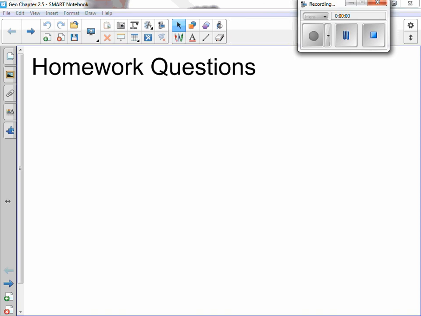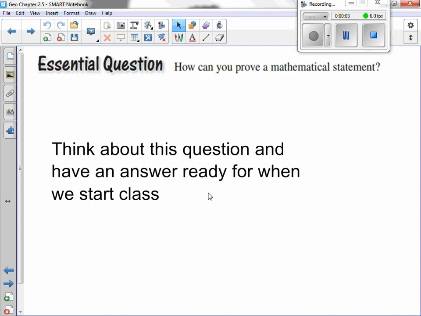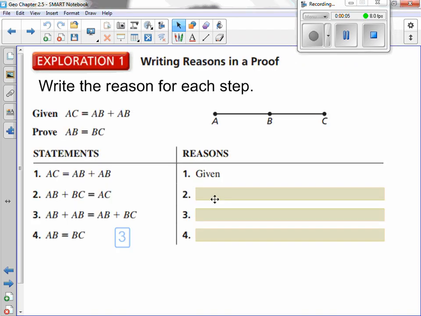What we're starting today is geometric proofs. We're writing a reason for every single step. It's going to be similar to what we did with our algebraic proofs, but now we're talking about geometric lengths and segments and using the properties that we have to prove something's true.